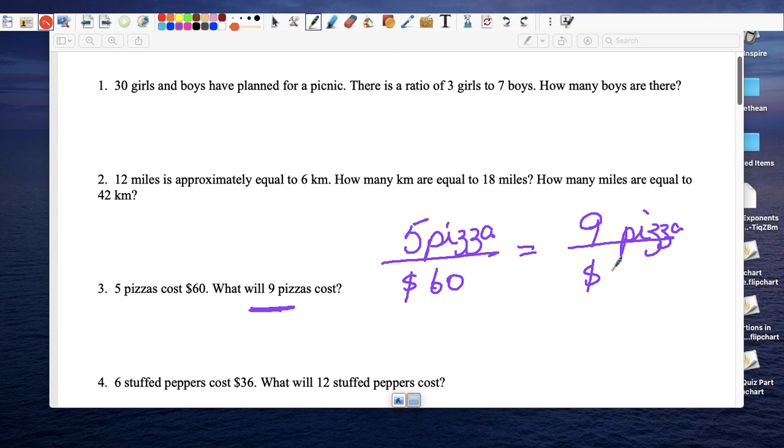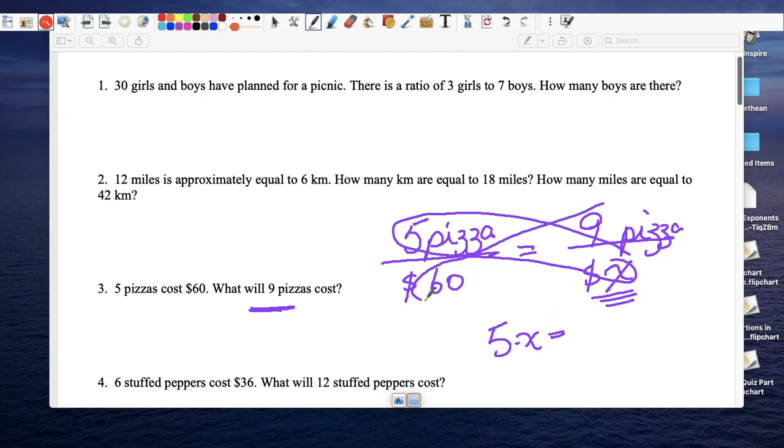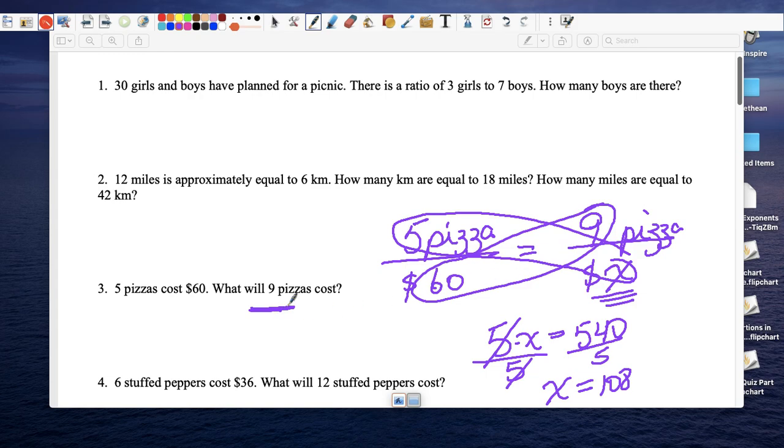So here I'm going to put x. We're going to cross multiply these two. 5 times x is 5x. 60 times 9 is 540. Now we divide by 5. 5 divided by 5, we got x. And then 540 divided by 5, x equals 108. So 9 pizzas, how much will it cost? It will cost $108.